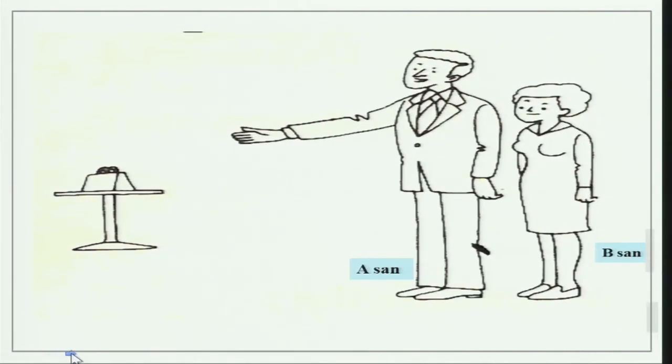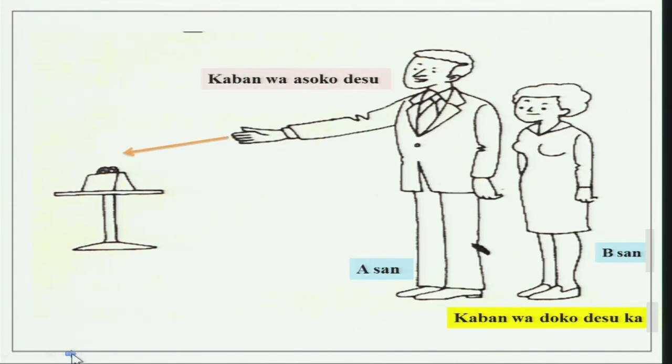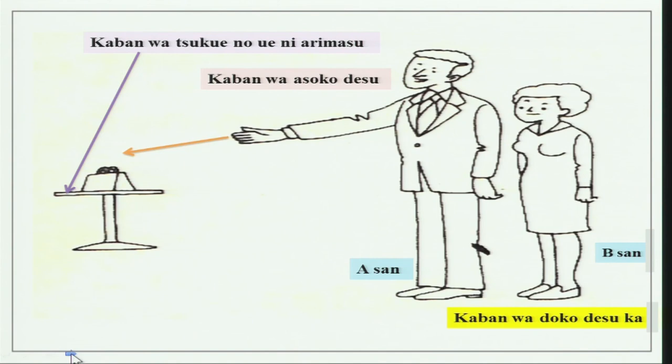Now, you have two people here in the picture, a gentleman and a lady. Well, they are talking about something and he is pointing at this object over here. Well, what is the question? The lady asks, kaban wa doko desu ka? Now, doko you have done, you remember interrogative word doko, which means where? Doko desu ka? And he says, kaban wa asoko desu. The kaban is over there. Or, kaban wa asoko ni arimasu. Or, kaban wa tsukue no ue ni arimasu. So, any of these answers you can give.